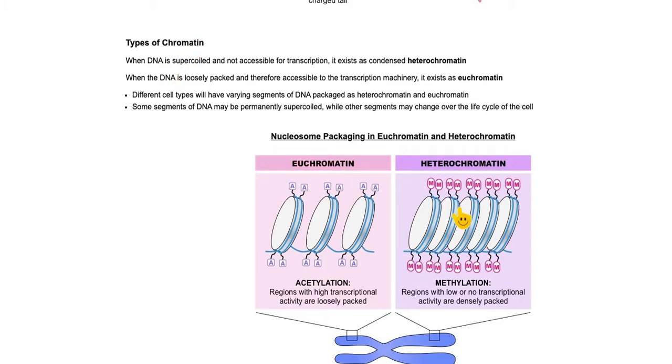When the DNA is supercoiled and is not accessible for transcription, then we call it heterochromatin. So that means that the DNA is tightly wrapped around. So how does DNA get to be this way? Well, notice here that on the tails you can also methylate the tails, or add a methyl group. So whenever tails are methylated, then that means that the DNA becomes very tight, and then that means that there are regions with low or no transcriptional activity.